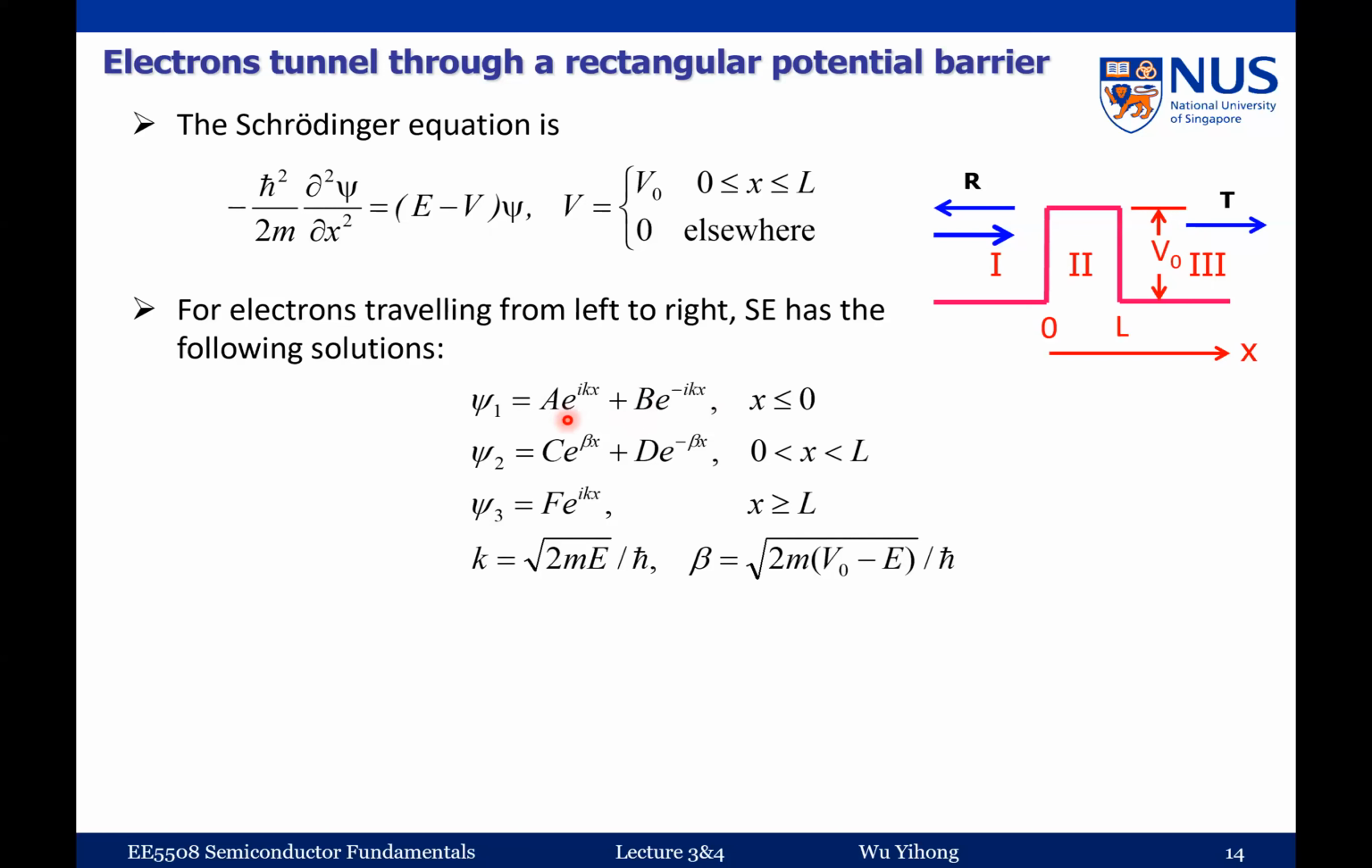So that's why I have both the right-propagating wave and the left-propagating wave put together for x smaller than or equal to 0. And then inside this region, we have both right-propagating and left-propagating waves. Right propagation means that you tunnel through this interface.